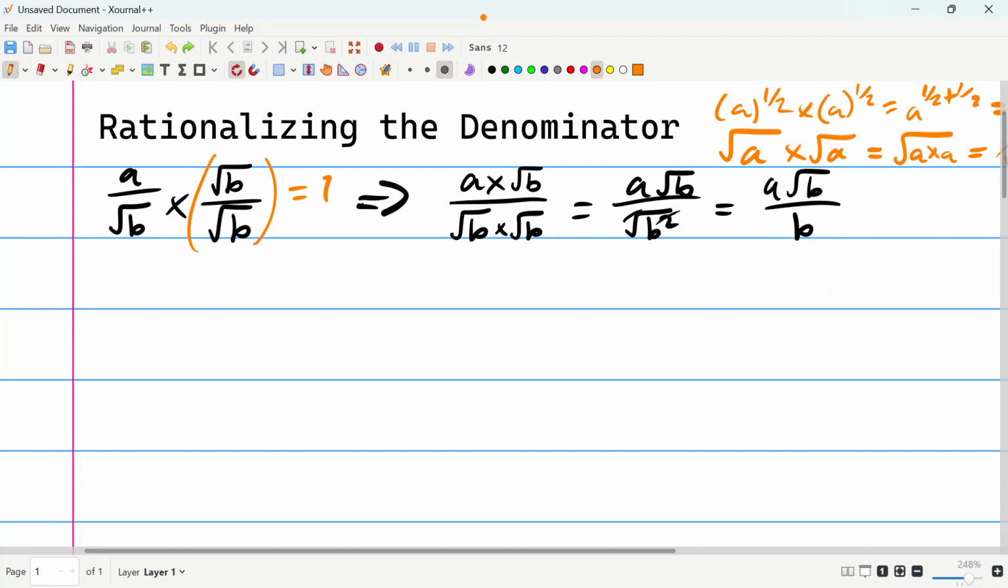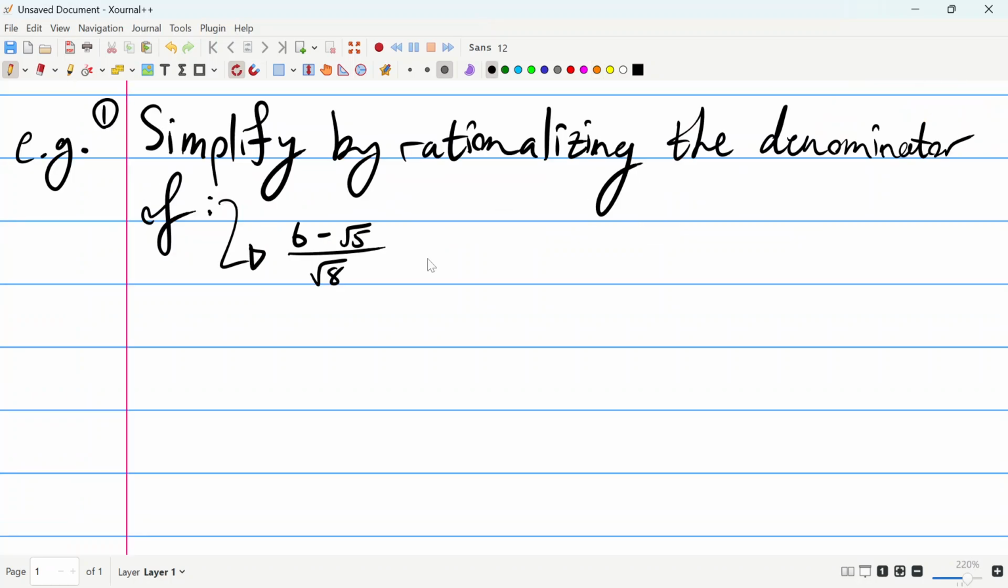Let's actually do some examples to see how this works, because obviously I showed you a general idea of how to do it. Okay, so here's the first example. We need to simplify by rationalizing the denominator of 6 minus the square root of 5 over the square root of 8. Now here's the thing, right?